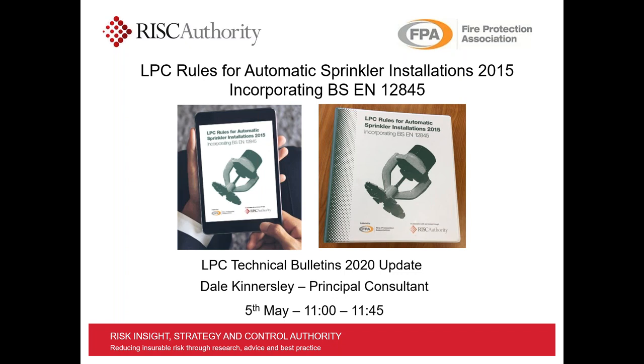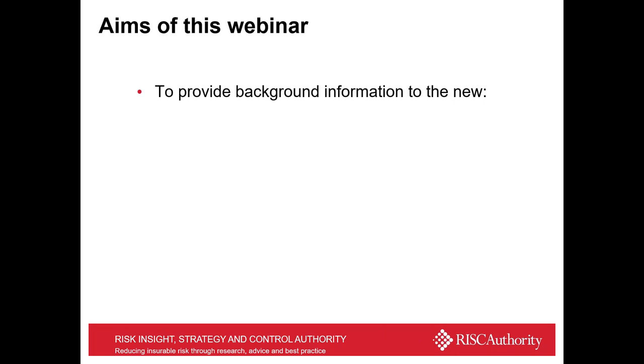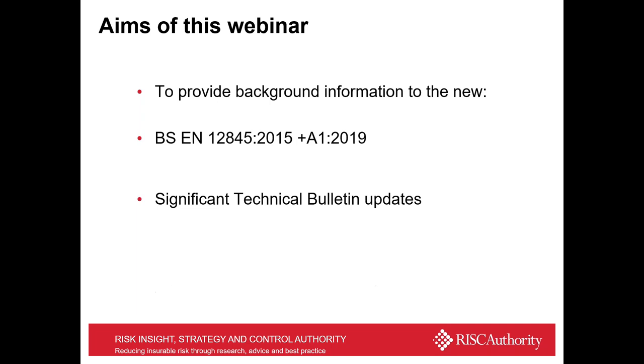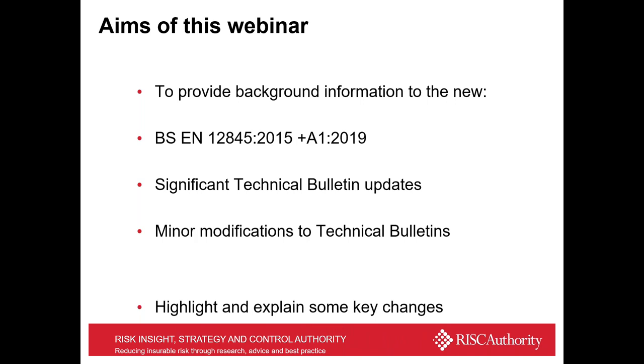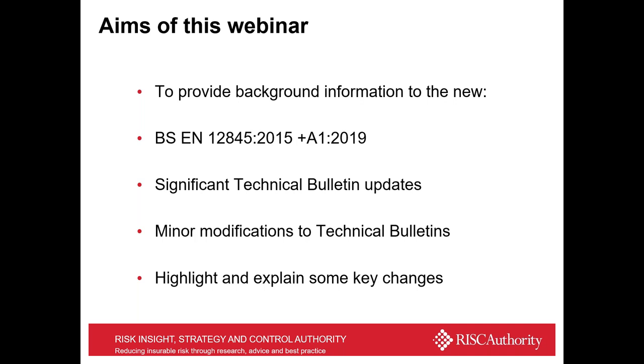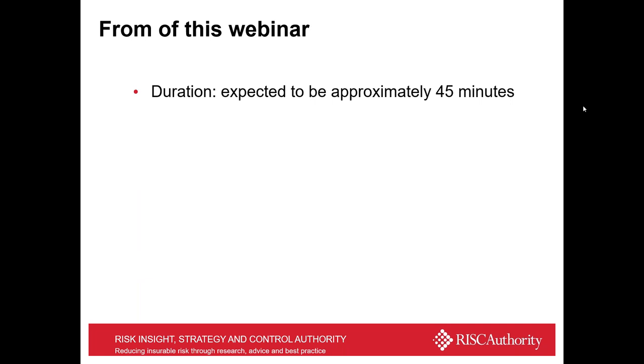So moving on, the aims of this webinar are to provide you background information on the new 12845. As you can see, there is a new BS EN 12845 standard that's just come out, which is the A1, a new amendment, which came out at the end of March 2020. Also, significant technical bulletin updates. We have made some changes to high hazard processes and high hazard storage areas. Some minor modifications to the technical bulletins, which you'll find are just mistakes or corrections. The aim of this webinar is to highlight and explain some key changes. The duration is expected to be around 45 minutes.